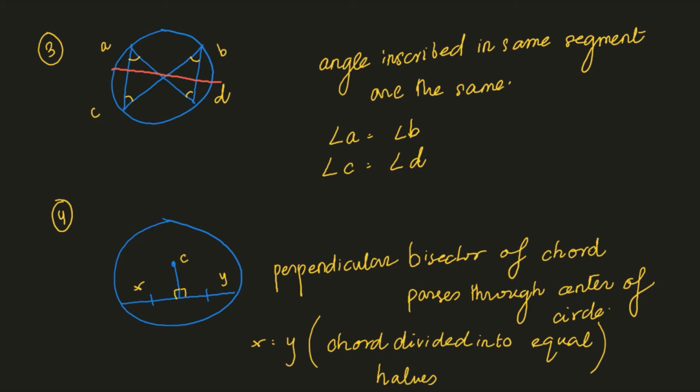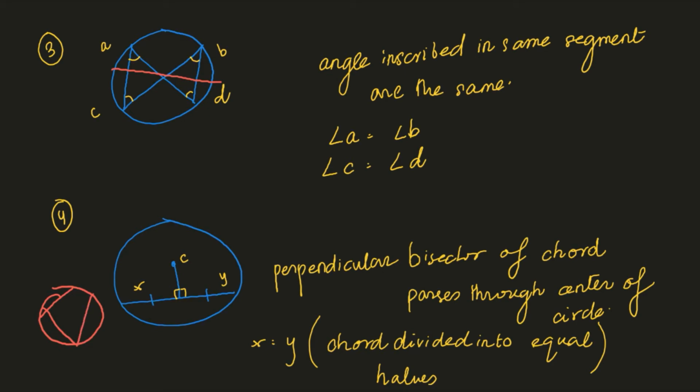So when we talk about property number 4, the perpendicular bisector of a chord passes through the center of a circle. So a chord is basically any line, right? When you have a circle, for example, I'm just drawing a circle over here. This is a chord. This is also a chord. This is also a chord.